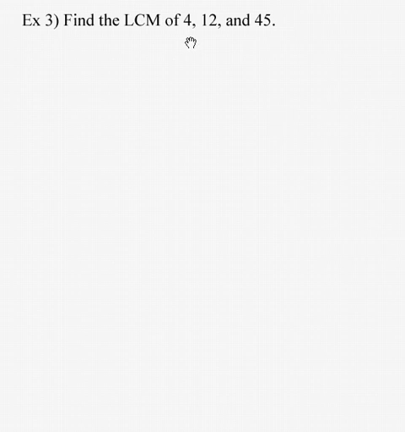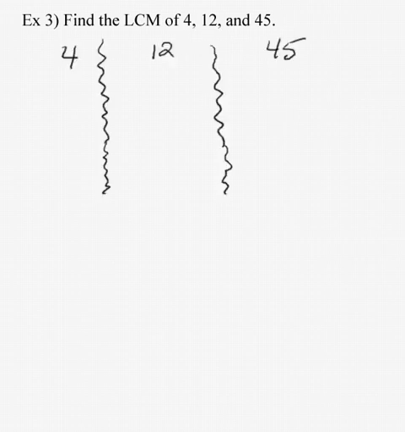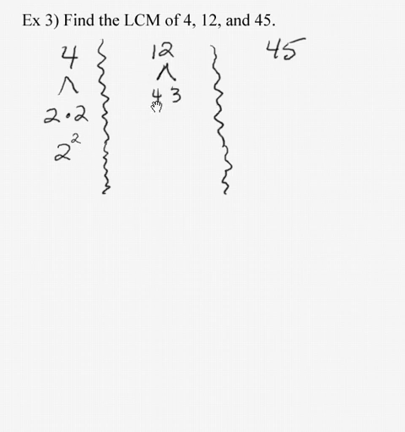So here we have three numbers, 4, 12, and 45. We're looking for the least common multiple. We're going to do factor trees, or do prime factorization of each of those numbers. Starting with 4 is 2 times 2. So in prime factorization, 4 is 2 squared. 12 is going to be 4 times 3. And 4 is 2 times 2. So the prime factorization of 12 is 2 squared times 3.